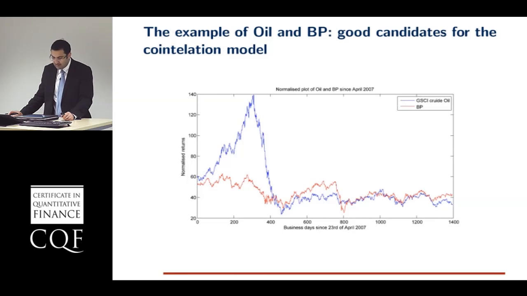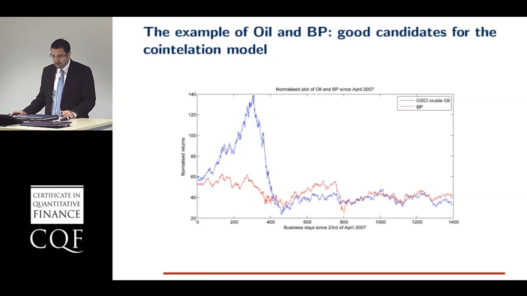Okay, so now let's take a look at a couple of examples. The example of oil and BP. For the example of oil and BP, you can already see the qualitative reasons why oil and BP are very good candidates when it comes to evaluating relationships between assets which have some sort of physical connection.